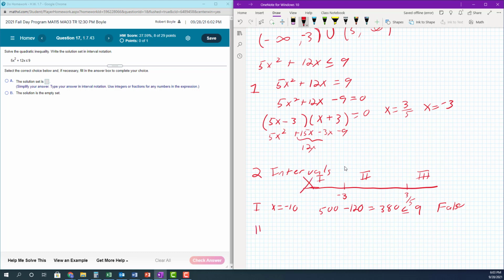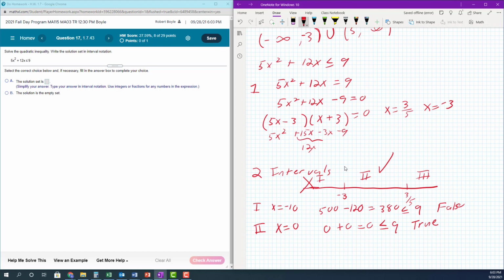How about interval 2? In this particular case, that's the interval between -3 and 3/5, and you'll never guess which number is contained in that interval. Yep, x is equal to 0. So we substitute 0 for x. We're going to have 5 times 0 squared, which is 0, plus 12 times 0, which is 0. This equals 0. And is this less than or equal to 9? Why, yes, it is. So this interval satisfies the inequality.